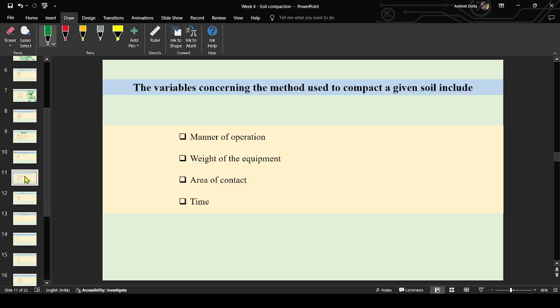Next one. The variables concerning the method used to compact a given soil include. Answer. What is the answer?